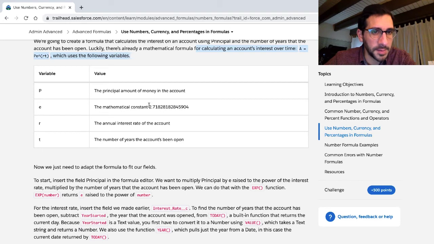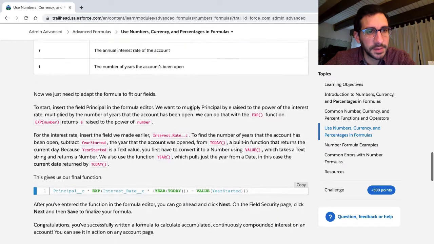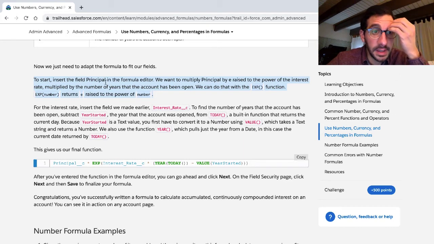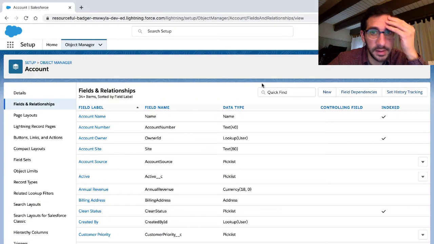And the mathematical constant e, 2.71828 and so on. I don't think I got that right, but that's fine. Anyhow, so we're going to now adapt the formula to fit our needs. We're going to insert a field, insert the field principal. To start, insert the field principal in the formula editor.